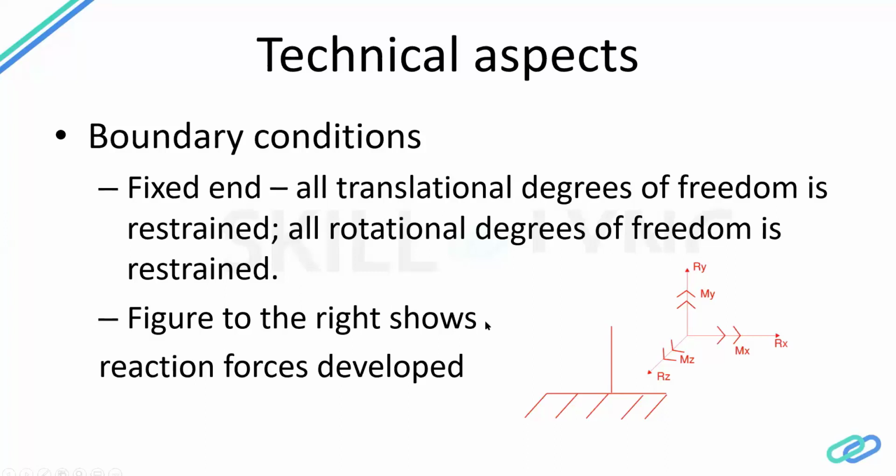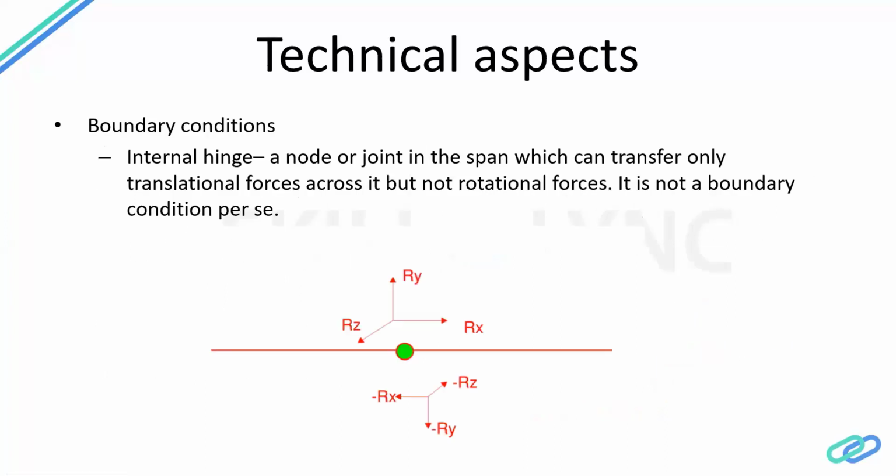And then lastly, I would also like to touch upon the internal hinges, which is not really a boundary condition per se, but more like an additional equation that we get when we are trying to solve all the equilibrium equations. Because an internal hinge can transfer only shear reaction from one member across to the other, but it can't really transfer any moment at all.